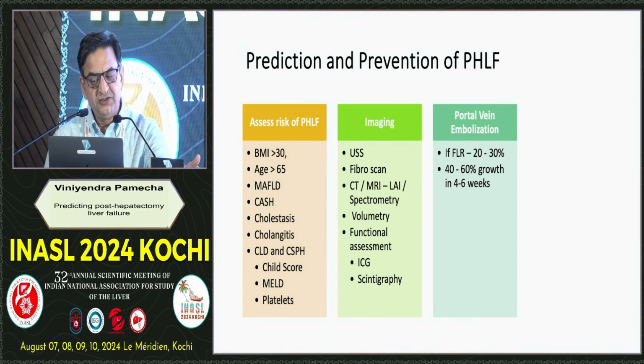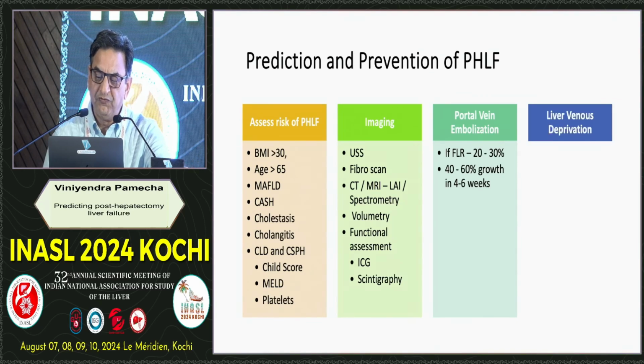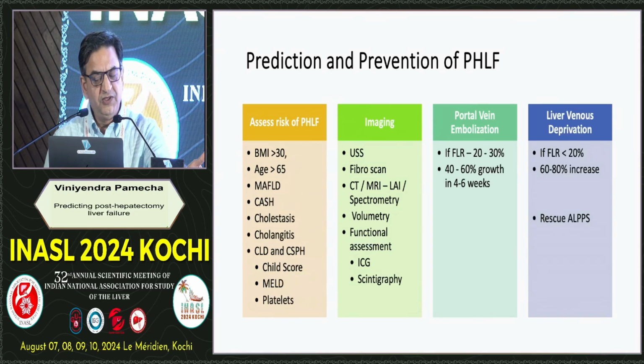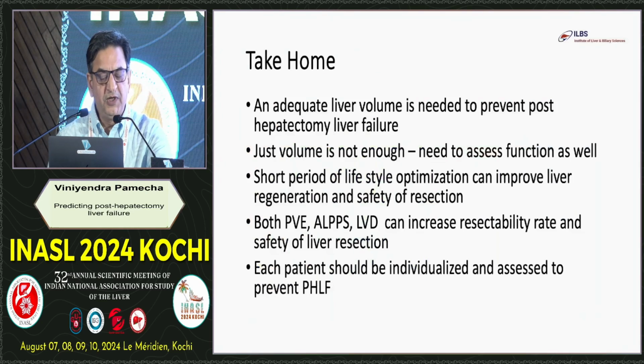If the FLR is low, about 20-30%, then you can achieve a good growth with portal vein embolization. And if the FLR is less than 20%, then you can consider complete venous deprivation. That is basically you do the portal vein embolization as well, and you embolize the hepatic vein as well. That can achieve more hypertrophy, and then you can plan rescue ALPS as well. So that's my take home.